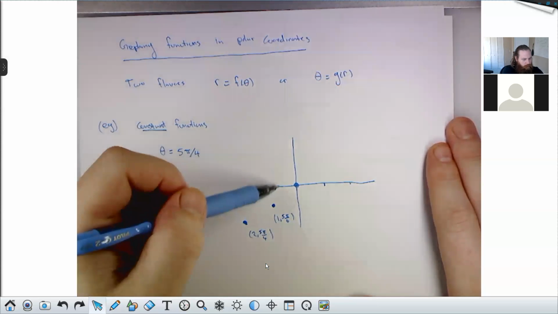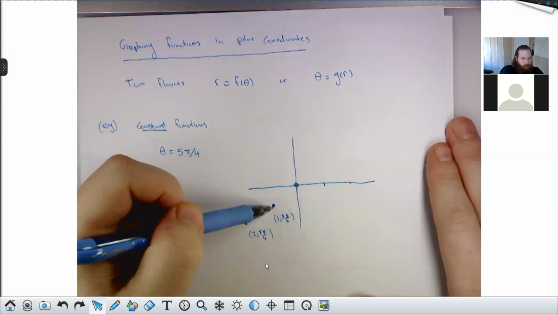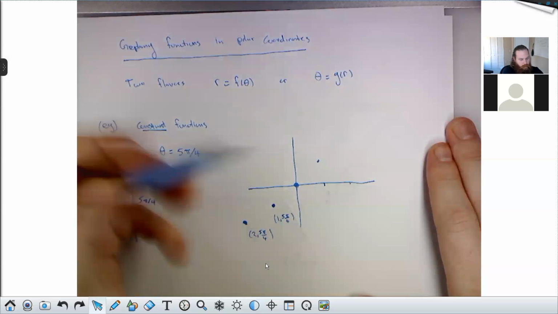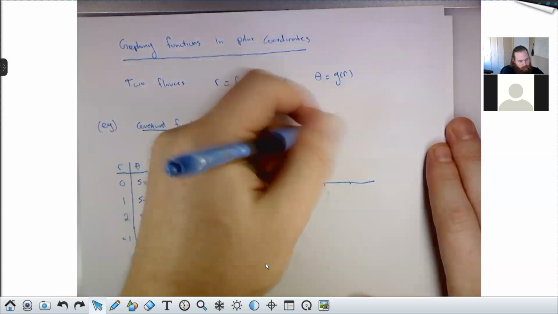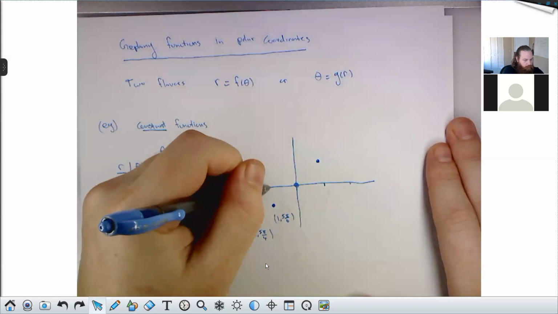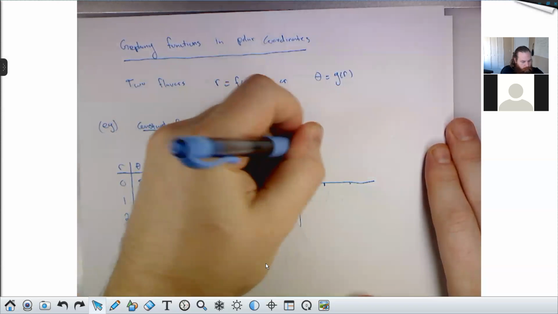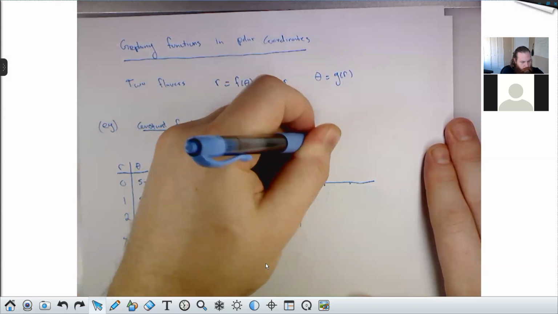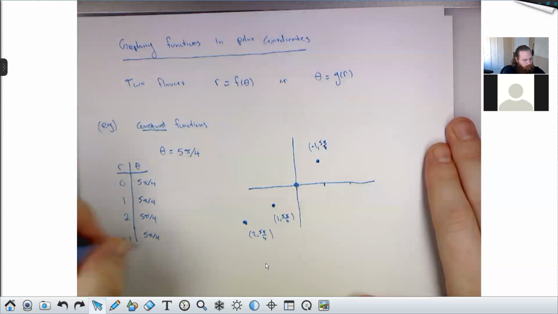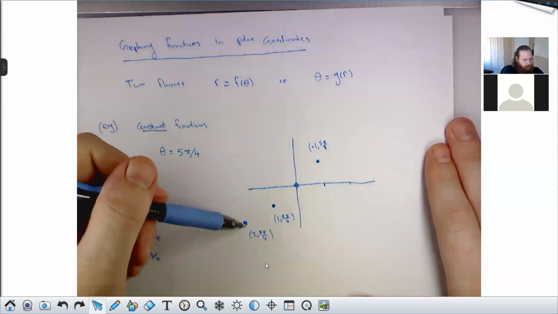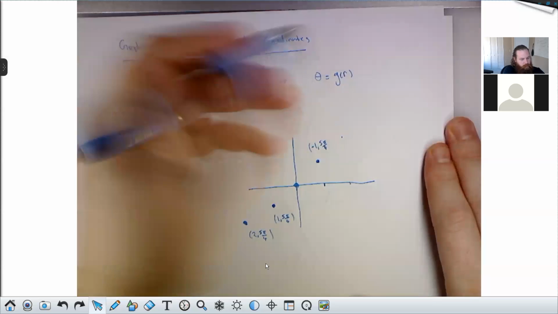What about negative 1 comma 5 pi over 4? So I can go to 1 comma 5 pi over 4 and then reflect through the origin. That's one way to do it. Or I could come out here, negative 1, and then rotate around 5 pi over 4 like that. Either way, we get to negative 1, 5 pi over 4. What about negative 2, 5 pi over 4? Well, that would mean I take 2 comma 5 pi over 4 and I reflect it through the origin.